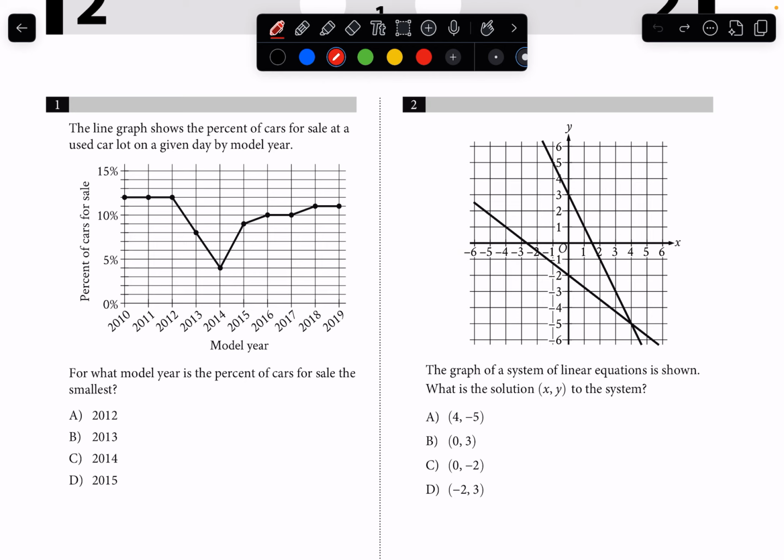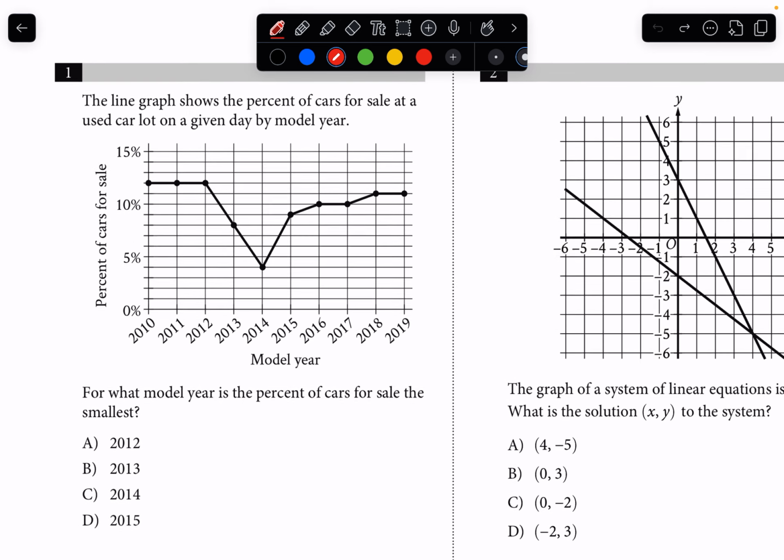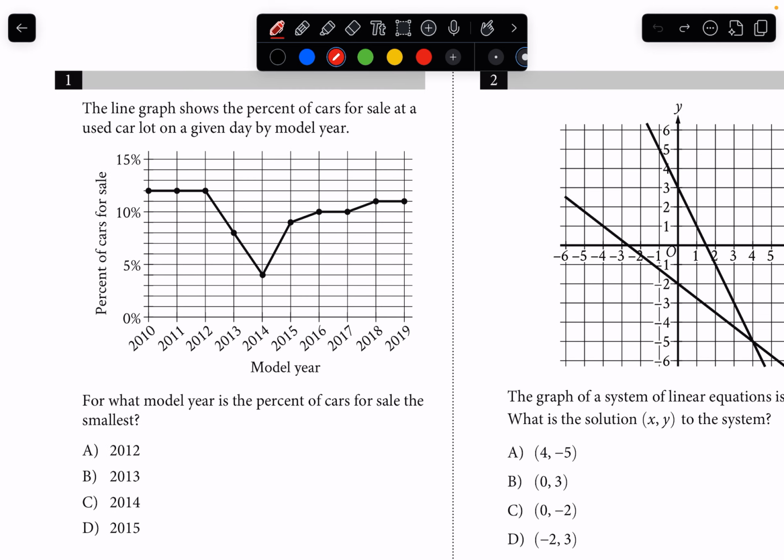So over here, this one says the line graph shows the percent of cars for sale at a used car lot on a given day by model year. For what year is the percent of cars for sale the smallest? So they're simply asking us where was the time when the sales dropped. Using the basic sense we have, whenever we're talking about something smallest, usually on graphs or any infographics, it's either the smallest part or the lowest. So either of the two.